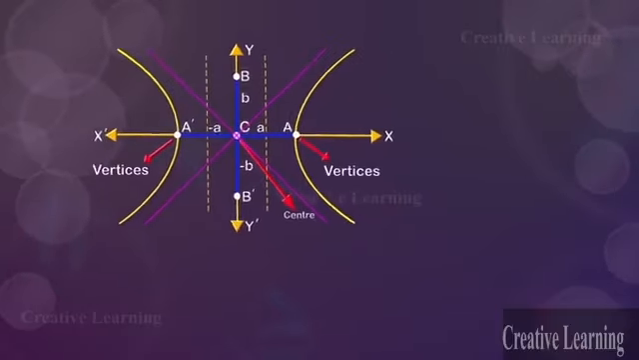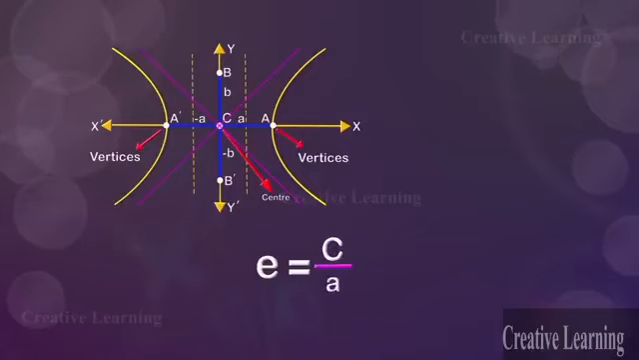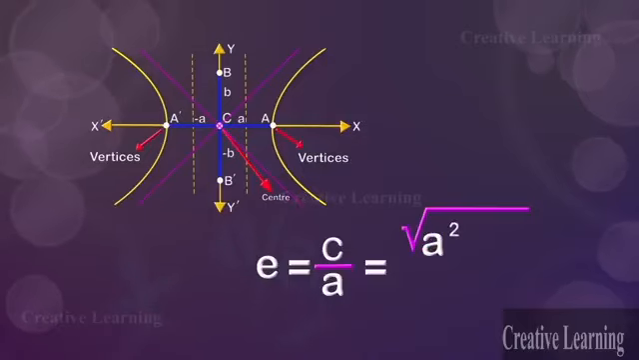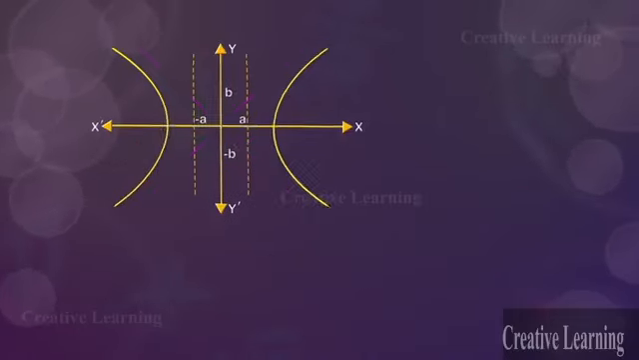Eccentricity is given by the formula e is equal to c by a is equal to root over a square plus b square by a, where a and b are the values of the transverse and the conjugate axis.